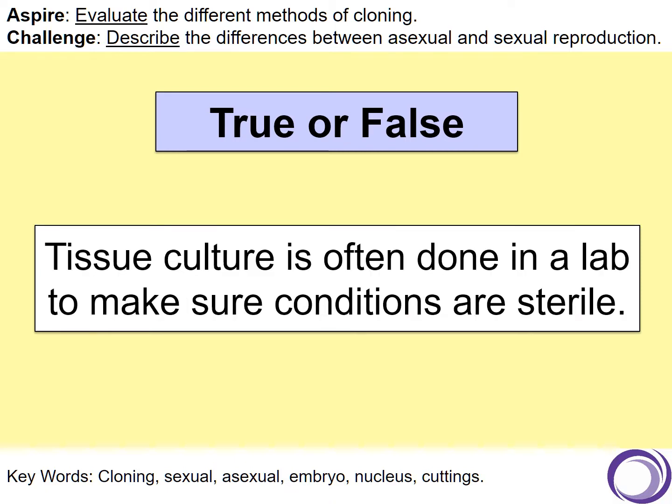Tissue culture is often done in a lab to make sure the conditions are sterile. True or false? Okay, that one is true. We want the conditions to be sterile because we want to be sure that only the plants we are cloning are going to be on that petri dish and are going to then develop into the plantlets. So that statement is true.